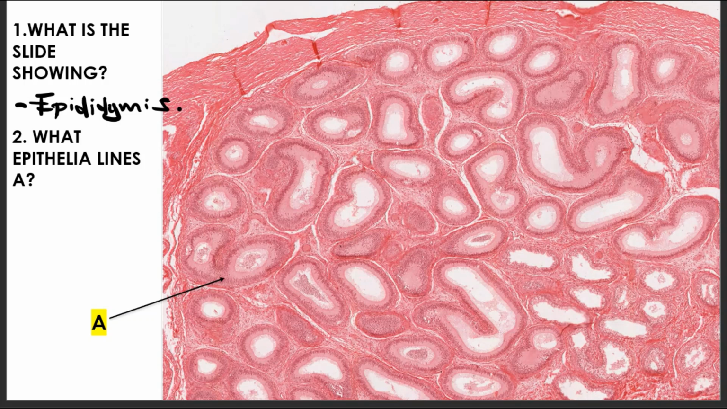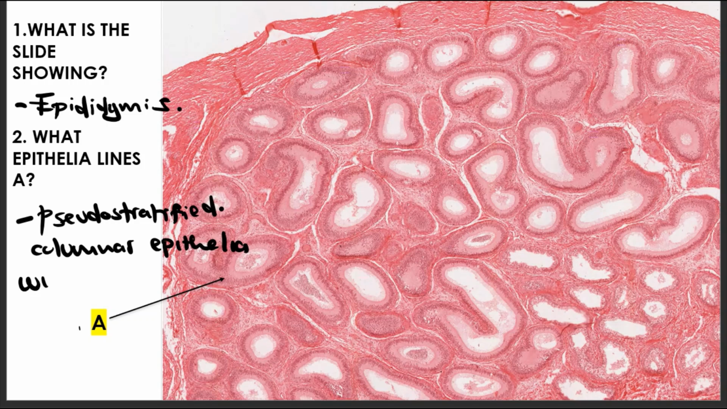So what epithelia lines A? What epithelia lines A here is a pseudo-stratified columnar epithelia with stereocilia. So pseudo-stratified columnar epithelia with stereocilia. That's the type of epithelia that lines the epididymis.